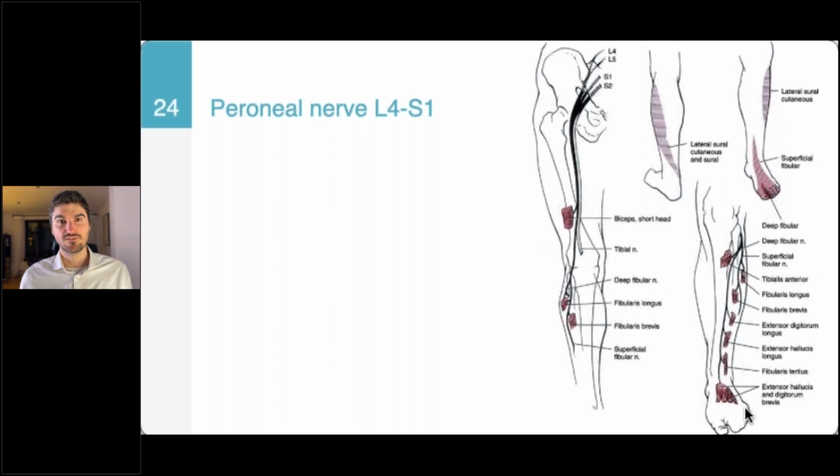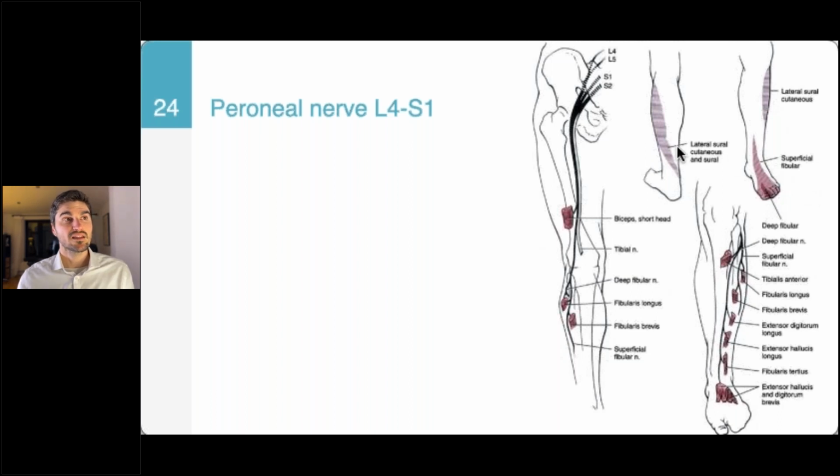So if you look now, if you take your sock off and extend your toes or dorsiflex your toes, you'll see that one really meaty muscle. That is the extensor digitorum brevis. So we're going to see weakness of anterior tib and extensor digitorum brevis as well.